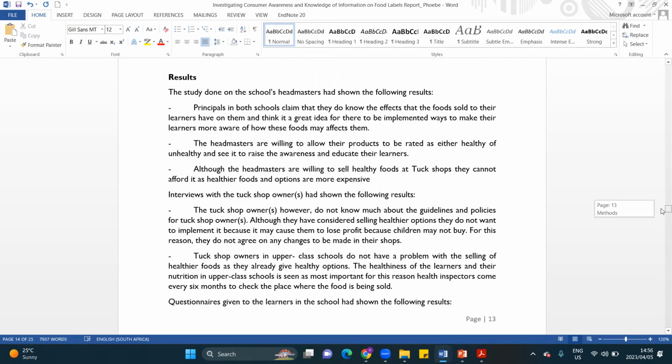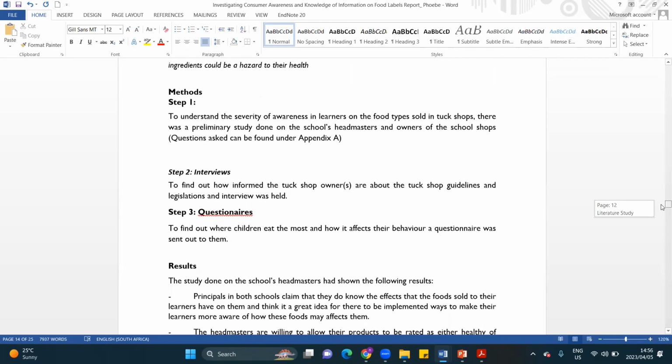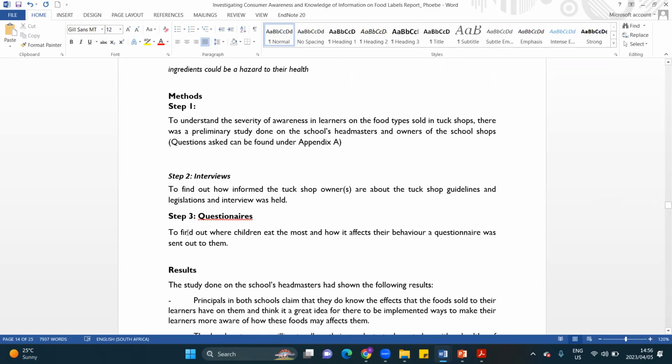Okay, but from what we are looking at here, there are questionnaires that went out to children. Then there are interviews that were conducted with the tuck shop owner. And then the headmaster of the school was also interviewed. So step 1 and step 2 could be considered a qualitative study because it's a small group.